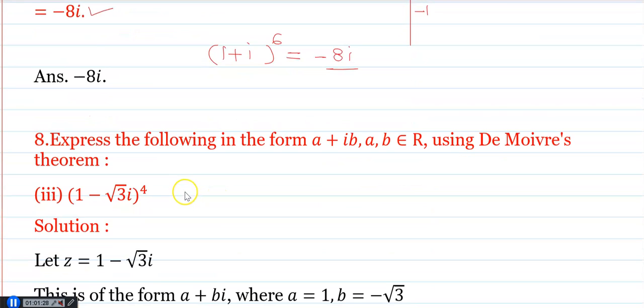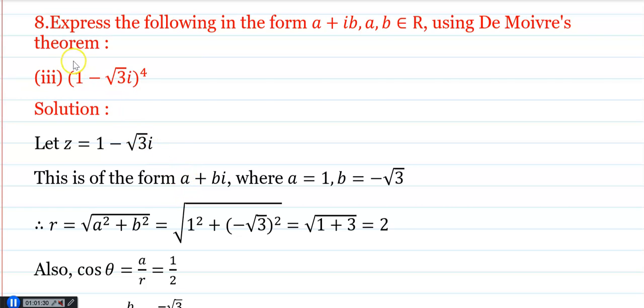Okay. Now the next question, number 3. Again, express this in the form a plus ib by using de Moivre's theorem. Here z is equal to 1 minus root 3i. Again, a is 1, b is minus root 3, r is equal to root of a square plus b square, root of 1 square plus minus root 3 bracket square. 1 plus 3, that is 4. Root of 4 is 2.